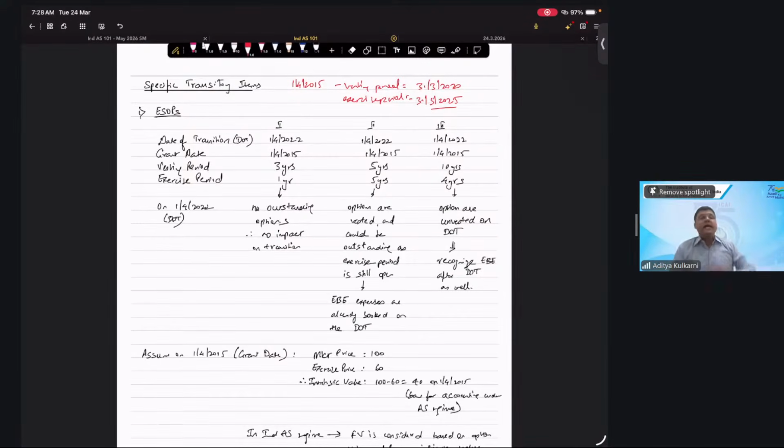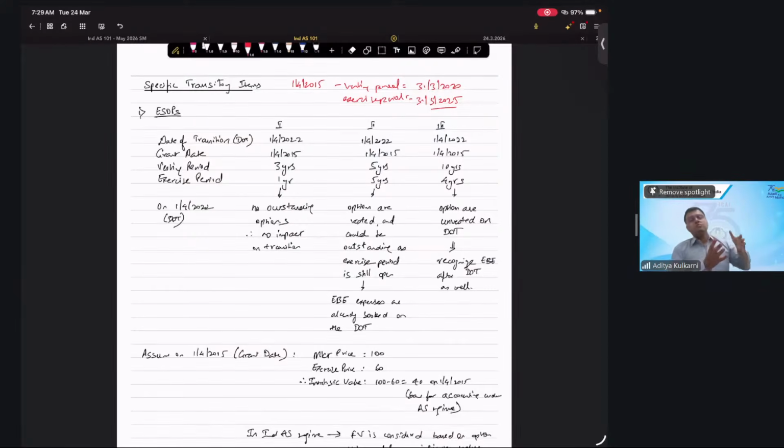So what ideally should happen if Ind AS 101 was not there? You would apply everything at the time of transition. And what would you have done? What was there at intrinsic value, you would convert it to fair value. Yes or no? Yes, sir. Yes, you would convert it to fair value. Uma, are you able to understand? Swaminathan, are you able to follow?